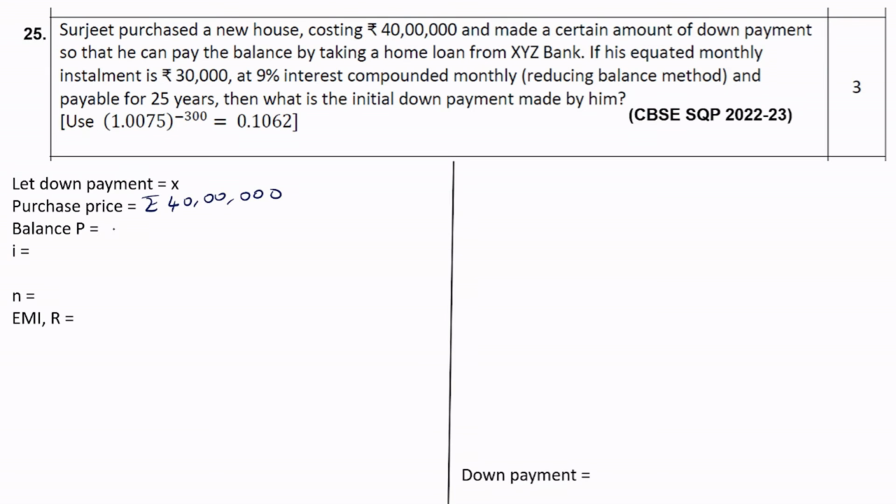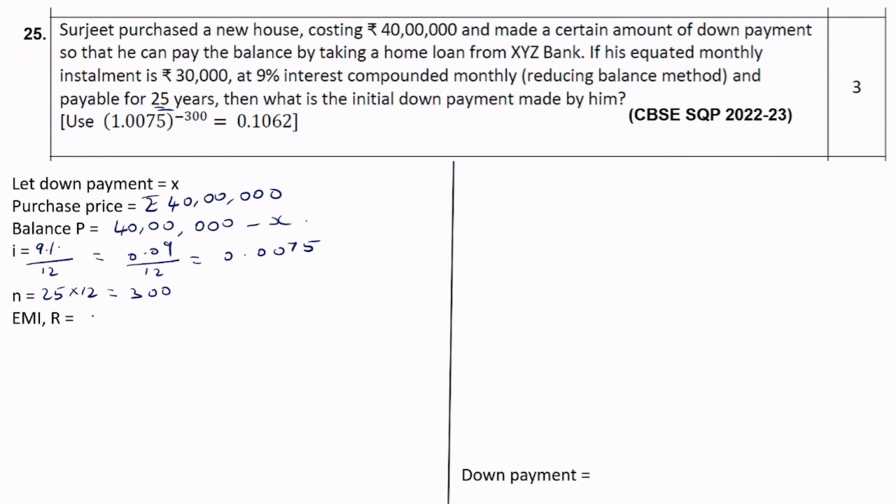As a result, the balance will be 40 lakhs minus X. Interest is 9% compounded monthly, so it is 9% by 12, it is 0.09 by 12, which is 0.0075. And here N is, it is repaid in 25 years, so it is 25 into 12, which is 300.